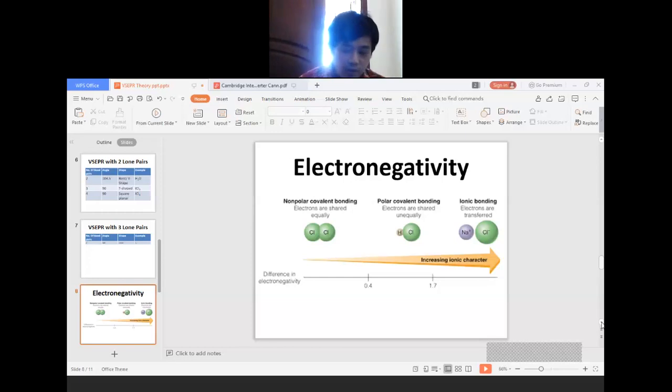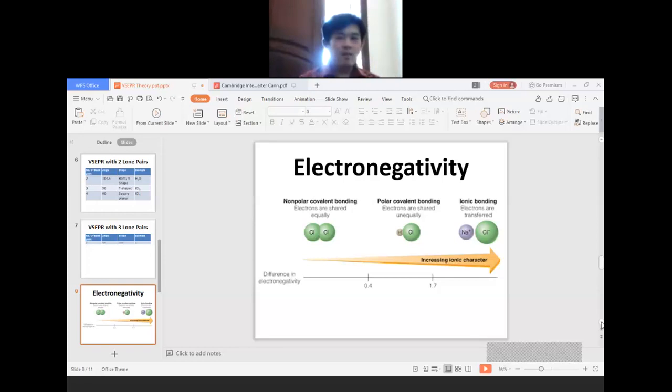So all ionic bonding and ionic compounds are able to dissolve in water. While polar covalent, some of them dissolve in water, but not as fast, not as soluble as ionic compounds. And then non-polar covalent compounds are not able to dissolve in water. Why? Because water is polar. So polar dissolves in polar, non-polar dissolves in non-polar. Okay, this is about electronegativity.